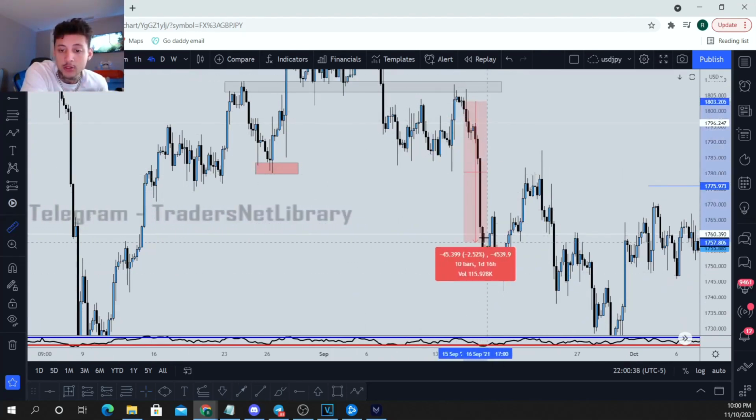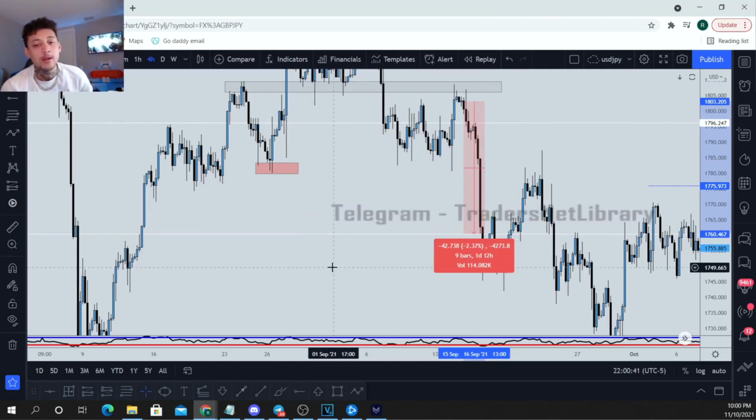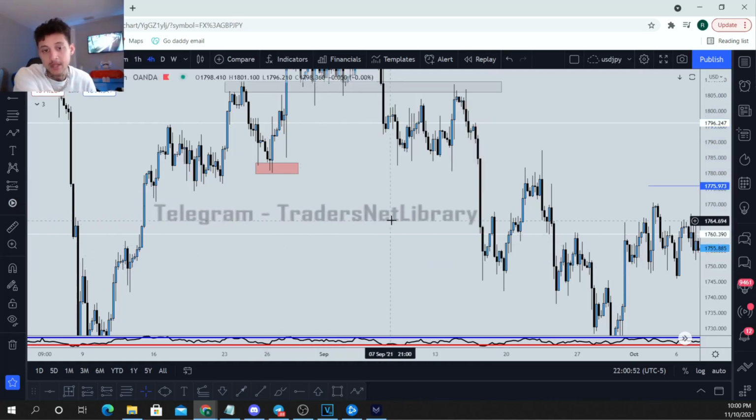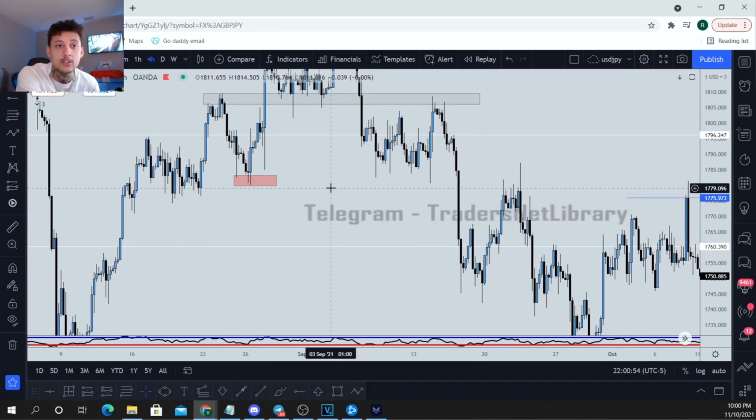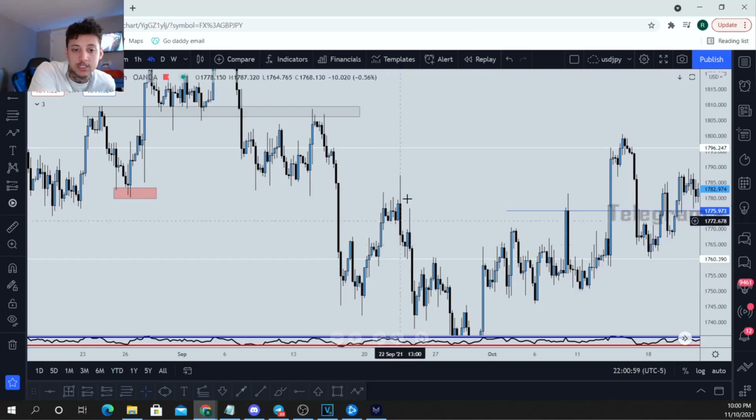If you would have taken a trade here and maybe targeted here, that's 423 pips, right? If you would have just done a single standard lot, you would have made $4,273.8, right? 10 lots, you would have made $40,000. It's insane, right? And then notice how structure just kept going, right?